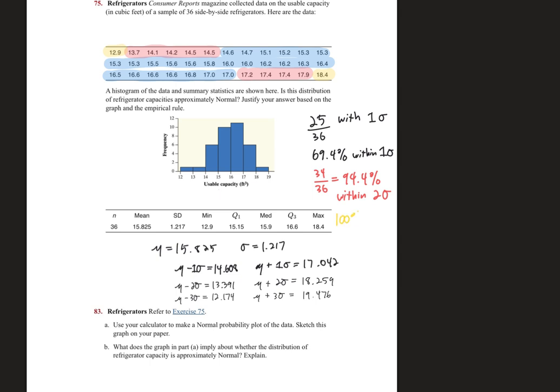So 100% within 3 standard deviations. And the empirical rule says 99.7. So basically all the data should be within 3 standard deviations, or almost all. So that makes sense. Just based on doing that math, we can say this is approximately normal for sure.